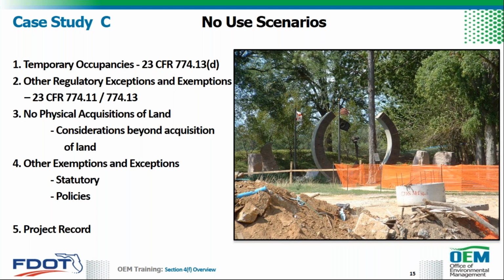Archaeological sites also have another exemption under Section 4F, which is that, unless they're eligible under criterion D, they are not protected by 4F. However, if you're in construction and you hit an archaeological site that is A, B, or C, then you're going to have to go through, or we're going to have to go through, an expedited Section 4F process.